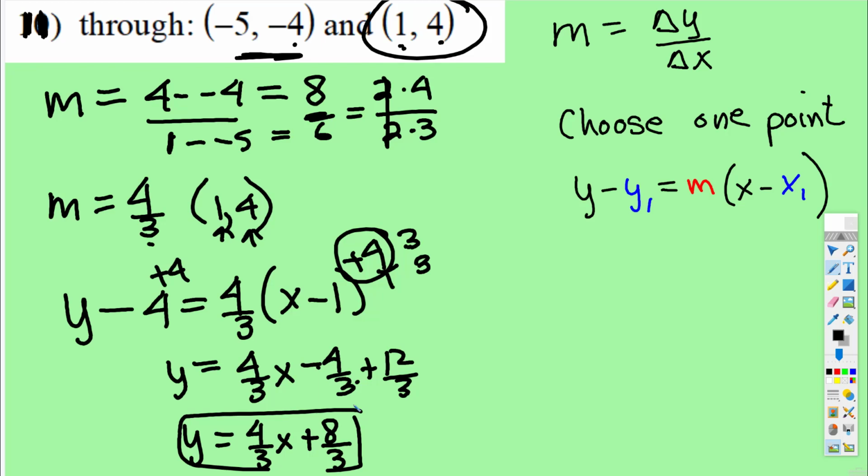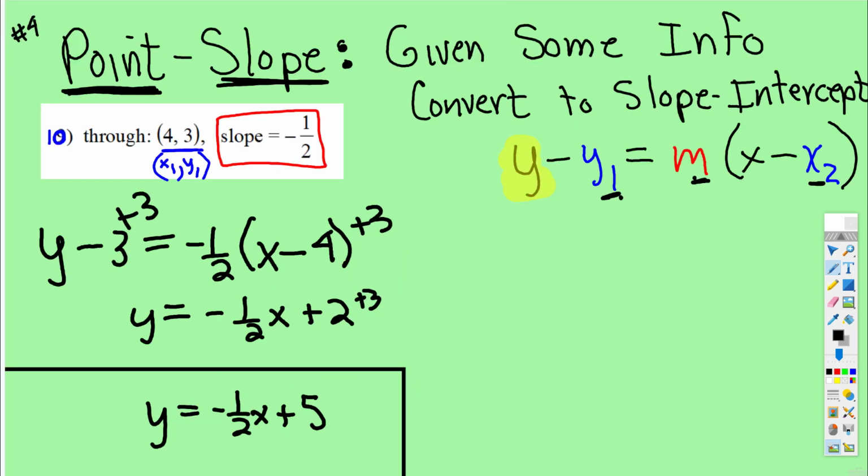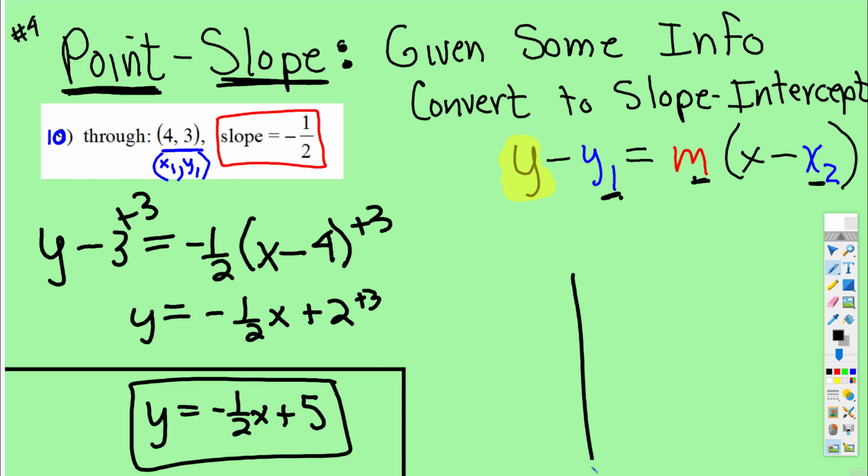There you go. That is using the point slope form of an equation. And the reason you use point slope is to get it into slope intercept form. And now we could graph. So if we go up here to 5, and then we go down 1/2, that would be the graph of this line. All right, that's it.